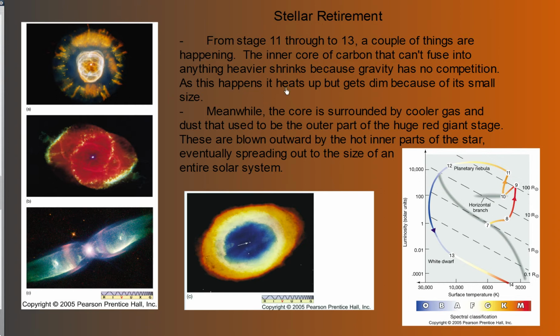As this happens, it heats up, as you can see, temperature increases, but it gets dim. Eventually, after stage 12, it gets dim because it's really very tiny, but it can be about Earth size or smaller, maybe slightly bigger. Meanwhile, the core is surrounded by cooler gas and dust that used to be the outer part of the huge red giant, and these are blown outward by the hot inner parts of the star, eventually spreading out to solar system size.